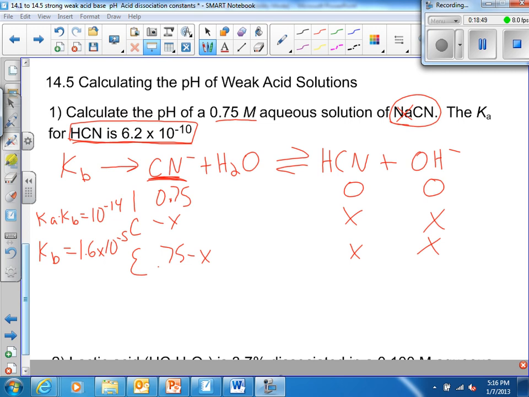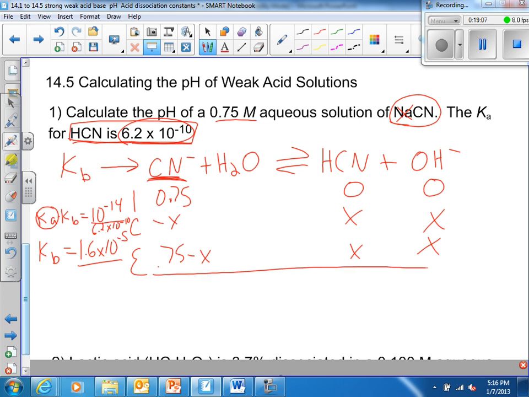Okay, so all I did was I divided this 10 to the minus 14 over the Ka given right here, so over 6.2 times 10 to the negative 10, and I got 1.6 times 10 to the negative 5. I hope that's correct. So now I have my equilibrium row, and I just do products over reactants. X squared over 0.75 minus X is equal to Kb, which is 1.6 times 10 to the negative 5.